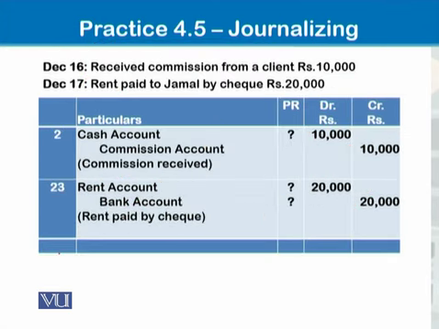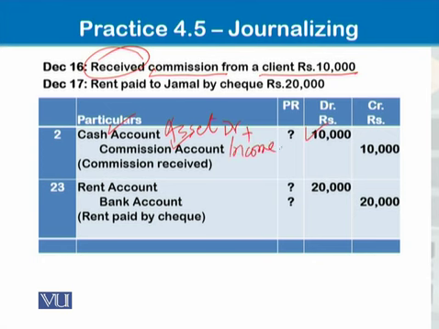Well, received commission from a client. When we receive, there is cash, and we are receiving commission. Okay, these are the two accounting heads. We received cash. Cash is an asset. Asset is of debit nature, increasing, should be debited. Commission is an income of credit nature, increasing, should be credited.